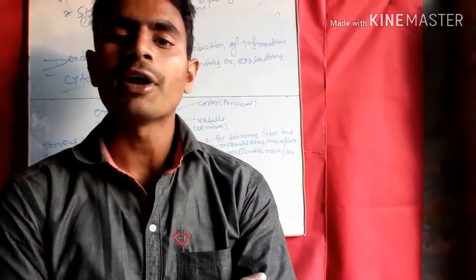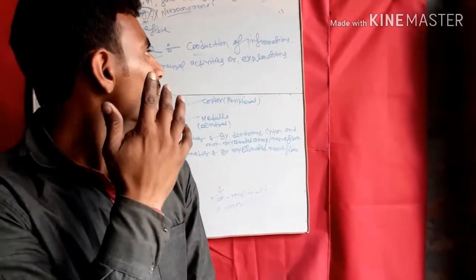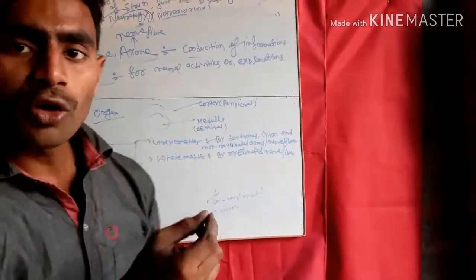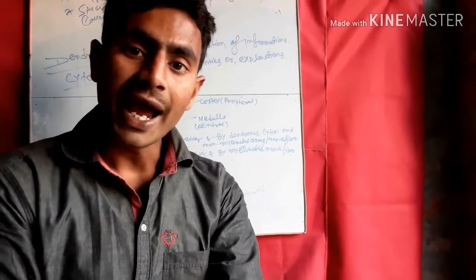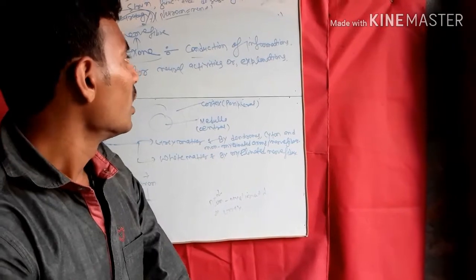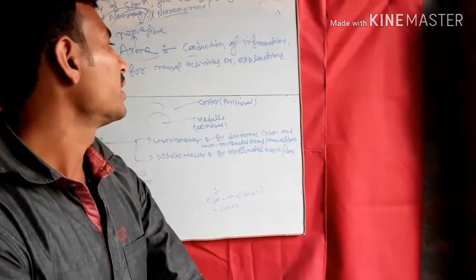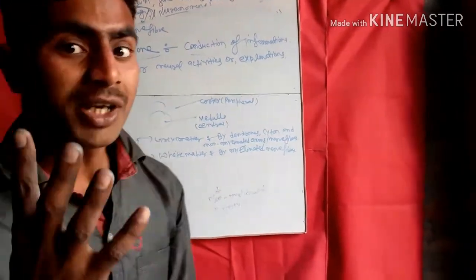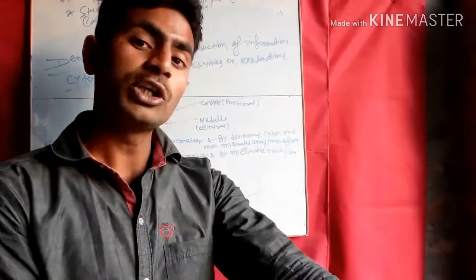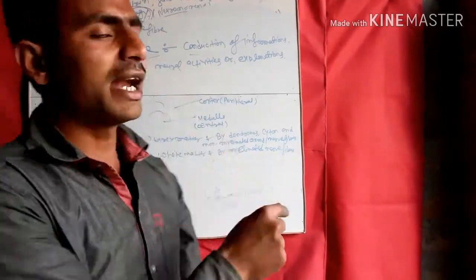Conduction of information. If a mosquito is seated on our hand, then information comes from the brain through the nervous system, on the dendron or axon. When the mosquito is seated on the hand, this information is collected by the dendron and axon.